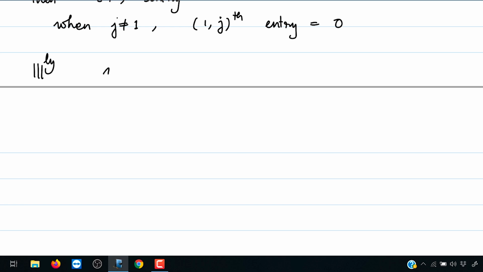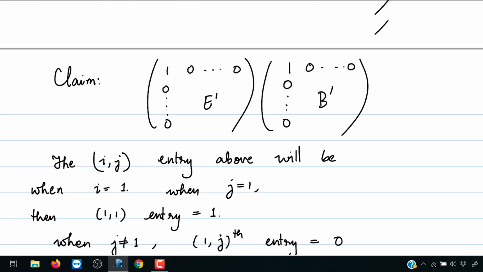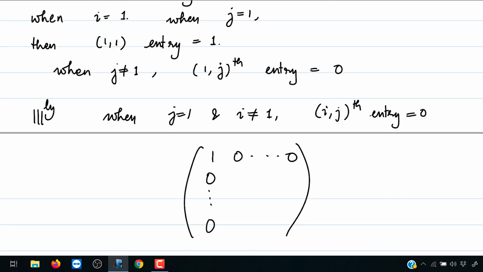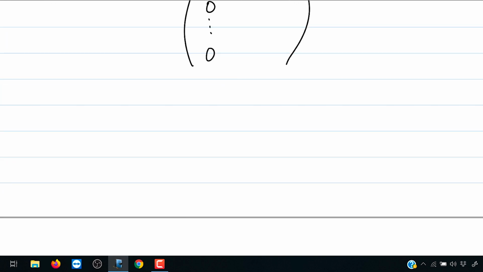Similarly, when j is equal to 1 and i is not equal to 1, the (i, j)th entry is equal to 0. So this establishes that in the product matrix, our first row will look like this and what remains will look like this. The only thing that is to be checked is the remaining part of the entries. Now for the remaining one, again the same argument will tell us that j is not equal to 1, i is also not equal to 1. So the first entry will not contribute anything.